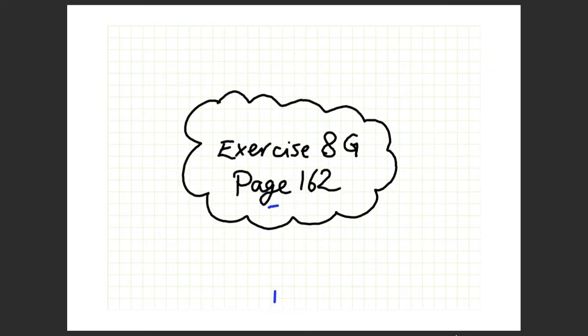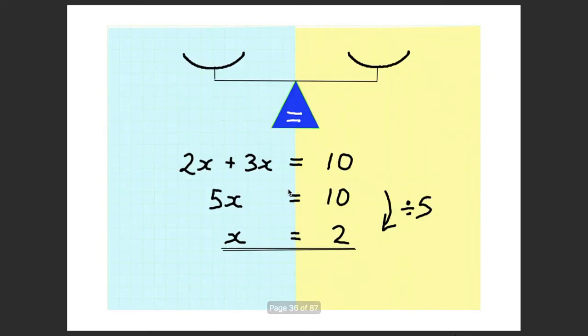So some exercises from the book, page 162, exercise 8G. Just going to run through a few examples here. Do jot them down. Do follow through all the steps, please. So 2x plus 3x equals 10. 2x plus 3x together make 5x, so 5x equals 10. And then to get a single x on its own, divide everything by 5 to get x equals 2.